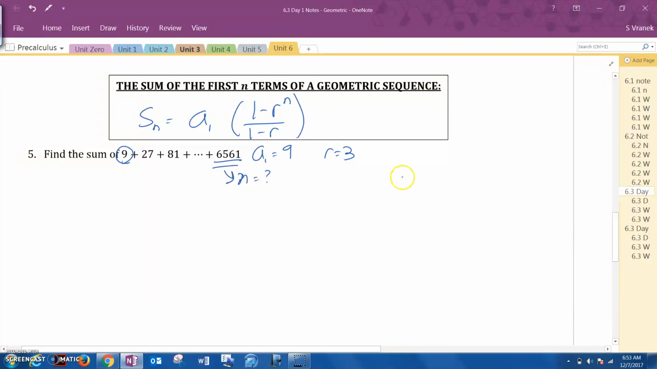So to do that, the first thing you should do is use the nth term formula that we did on the other page. I know my nth term formula is this. But I want to know what n is when I have the term 6561 on this side. So the first thing I'll do is divide by 9. So 6561 divided by 9 is 729.